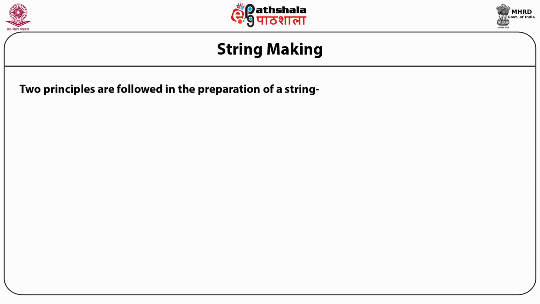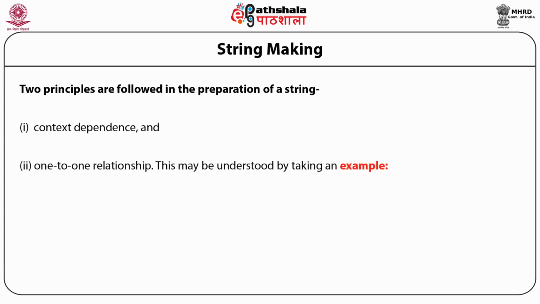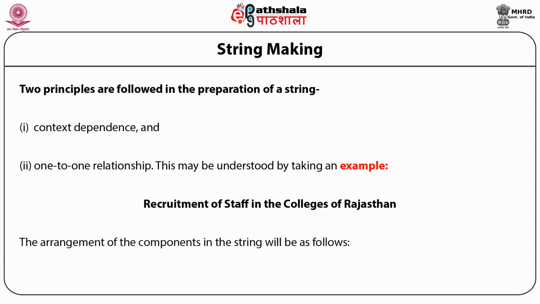String making. Two principles are followed in the preparation of a string. First, context dependence, and second, one-to-one relationship. This may be understood by taking an example. Recruitment of staff in the colleges of Rajasthan. Here, the component terms are recruitment, staff, college, Rajasthan. Hence, we can say that there is a state, Rajasthan, which has a staff whose recruitment is the theme of a document. The arrangement of the components in the string will be as follows. Rajasthan.college.staff.recruitment. Here, each term is directly related to the next term in the string.